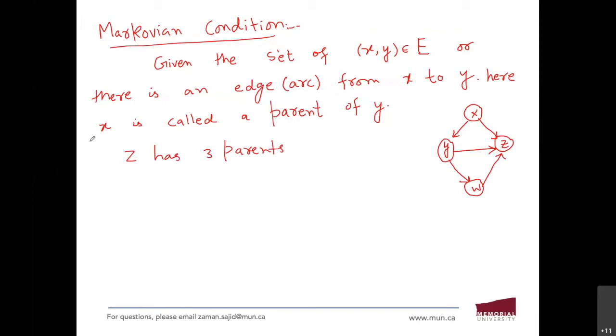Coming back to our statement that x is the parent of y, we can say that y is called a child of x. X is a parent of y, so y is called the child of x.